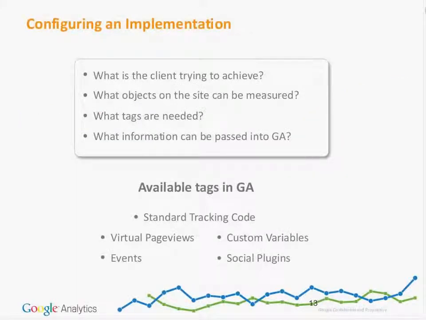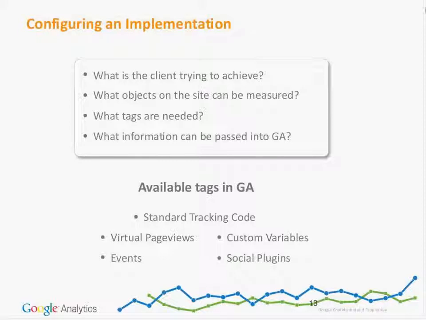We have to acknowledge, again, what are they trying to achieve? What site behavior can help us understand that achievement? We need to measure those things on the site, and then decide what can be passed into GA through those tags. So we'll start at the bottom and work our way up to the highest level. And again, we only have a few tags, so we'll go through each of these in turn. There's the standard tracking code, there's the virtual page view tag, there's the event tag, custom variables, and social plugins.